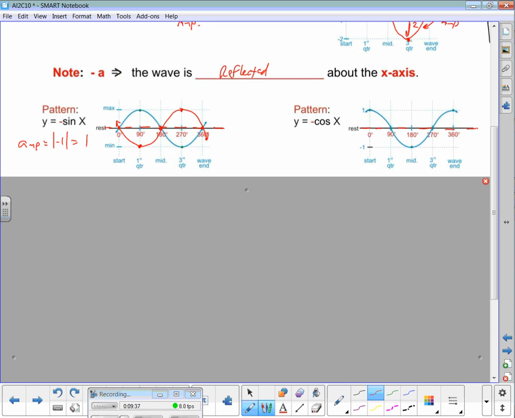So hopefully you said okay. Instead of starting out at a max, we start out at a min. 0 stays 0, mins go to max, 0 stays 0, max goes to min, and you should have drawn it like that, right? It's mirrored about the x-axis. Any questions on either of those two?